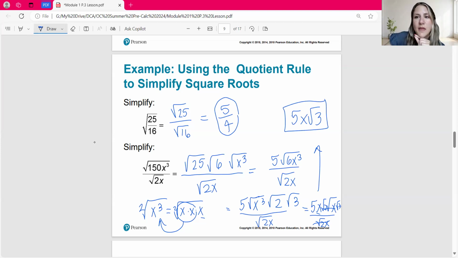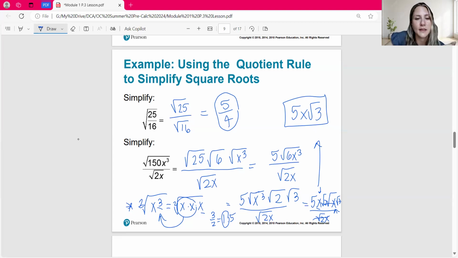And then this is a whole separate review in and of itself, with the variable under a radical. A short way to remember it is if you divide the exponent by the index of the square root, if you do 3 divided by 2, you'll get 1.5. So one whole x comes out front, and then the other one stays in the radical. Just a little bit of a way to remember how you break down the variables under a radical.